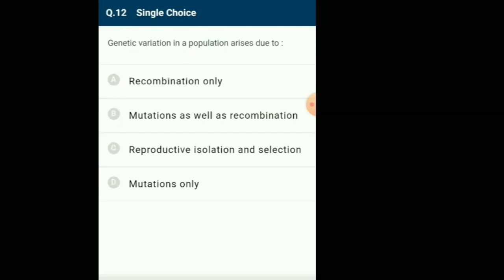Question number 12. Genetic variation in a population arises due to. In a population, the discontinuous source of genetic variation is mutation, which occurs randomly, and the continuous source of genetic variation is recombination or crossing over, which occurs during gamete formation in meiosis. So the answer for this question is option B, mutations as well as recombinations.